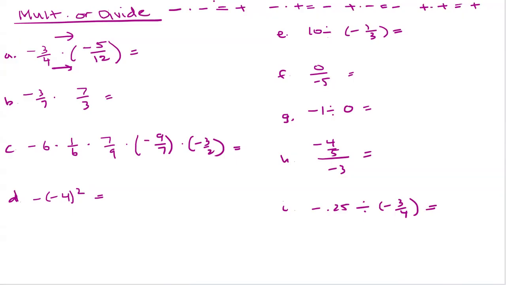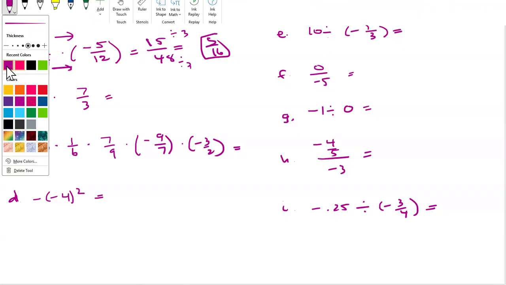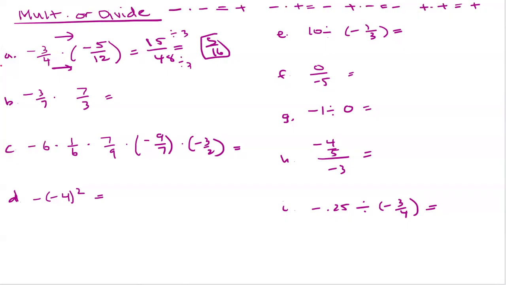So we get negative 3 times negative 5, so that's going to give me a positive 15. And then 4 times 12 is going to give us 48. Okay, and then I can reduce that. They both have 3 in common, so I can divide the top by 3, and I can divide the bottom by 3. That gives us 5 over 16.